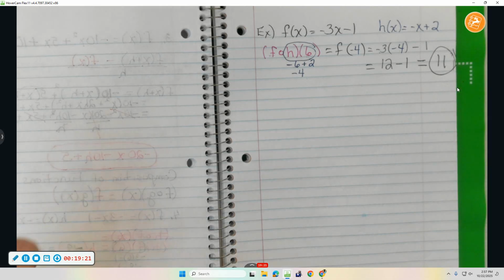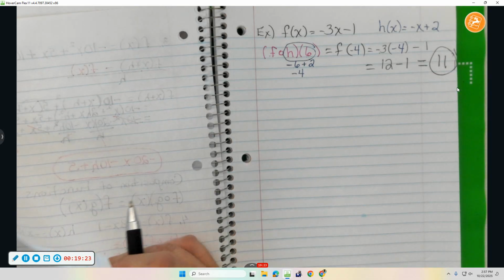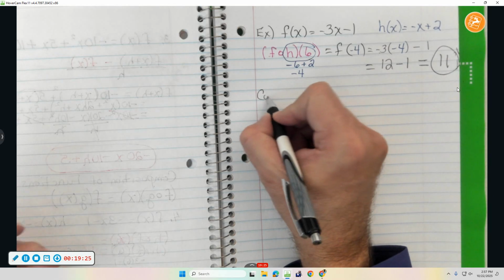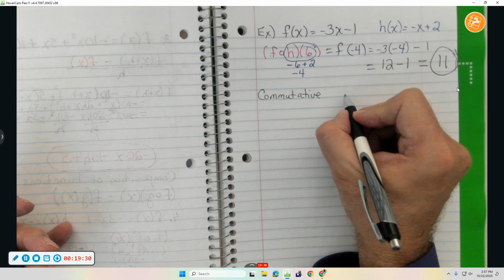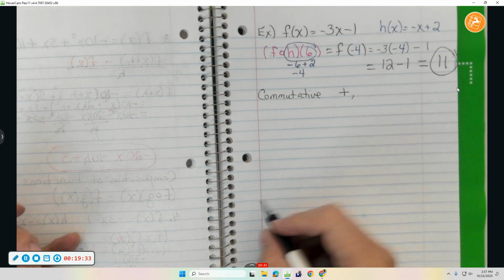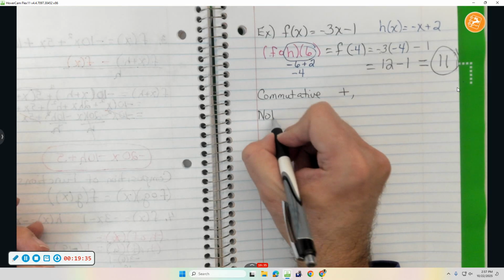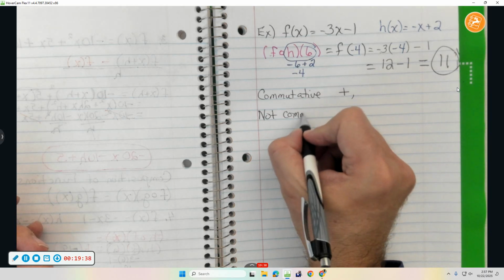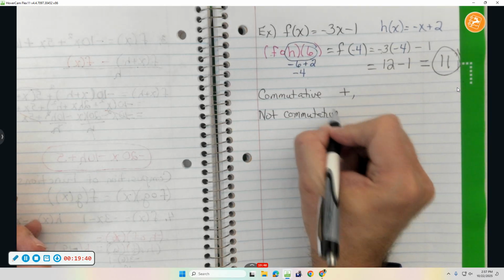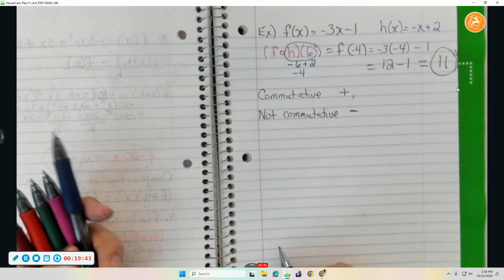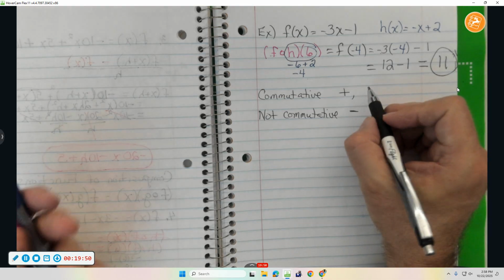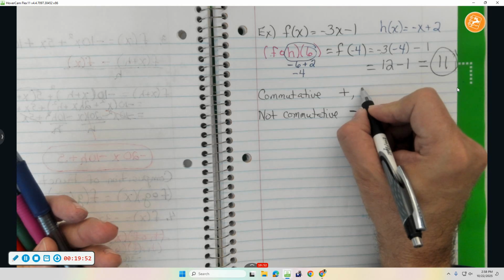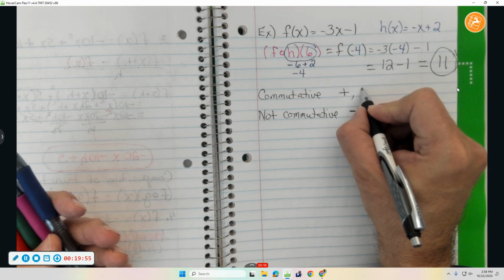Operations are classified as commutative or not commutative. Addition is commutative. A plus B always equals B plus A. What about subtraction? Does A minus B always equal B minus A? No, usually it doesn't. So subtraction is not commutative. Commutative means the order doesn't matter. Okay. A times B, does that always equal B times A? Is multiplication commutative? Yes.